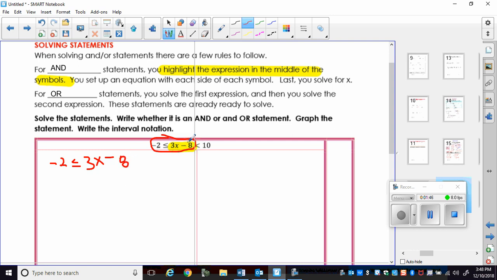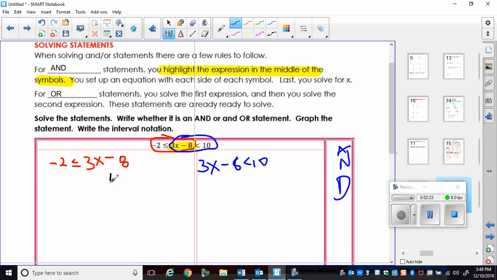Okay? Now, on the right, I'm going to write my second statement: 3x minus 8 is less than 10. So right now, I know that this is an and statement. I'm going to make a big deal about it and write "and" over here. I want you to do the same. Okay? Now we're going to solve for the variable.